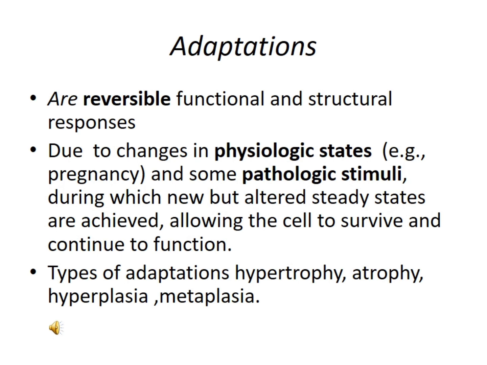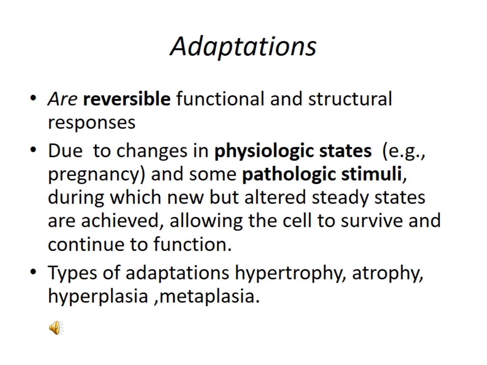Adaptation can be due to normal physiological stimuli, or it can be due to pathological stimuli. For the physiological state, you have the example of pregnancy, in which the uterus enlarges and goes back to its original size when the pregnancy ends. And in some pathological stimuli, new but altered steady states are achieved, and cells survive and continue their function.